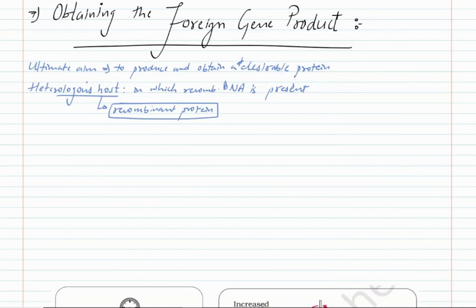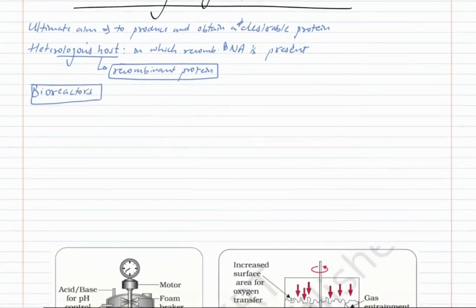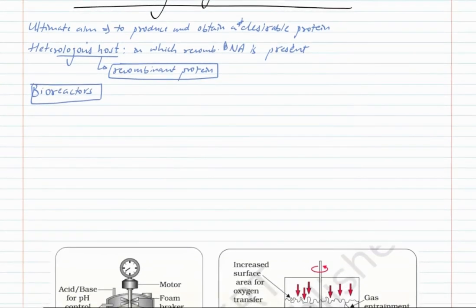The large scale production requires special vessels. To produce in large quantities, we require special vessels known as bioreactors. Bioreactors are special vessels which we require to produce recombinant protein in large quantities. Now, we will discuss how bioreactors function.